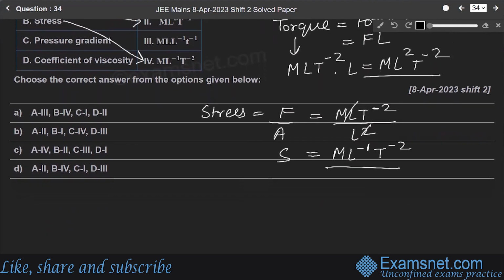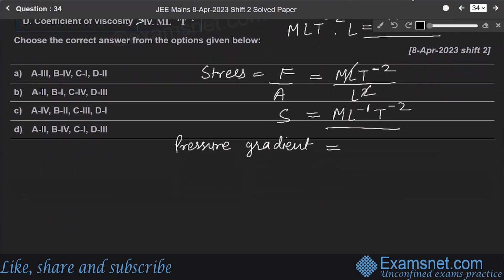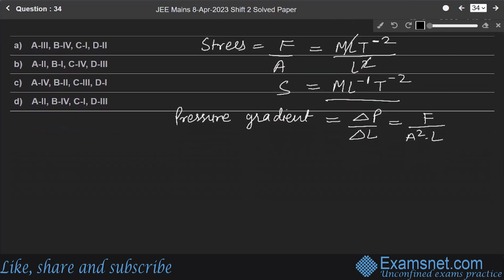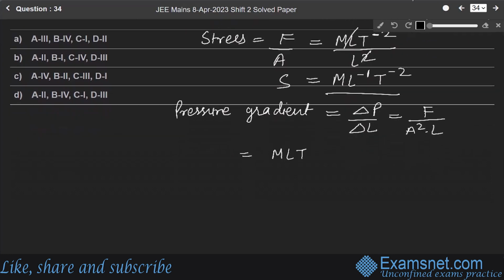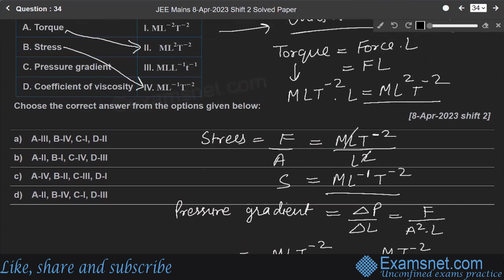Okay. Then pressure gradient. Students, whenever this word gradient comes, it means that we have to find its derivative with that quantity. So pressure gradient means delta P over delta L, equal to F over A square into L. So it will be equal to M L T minus 2 over L cube, which is M T minus 2 over L square, meaning M L minus 2 T minus 2. The pressure gradient will be equal to M L minus 2 T minus 2.